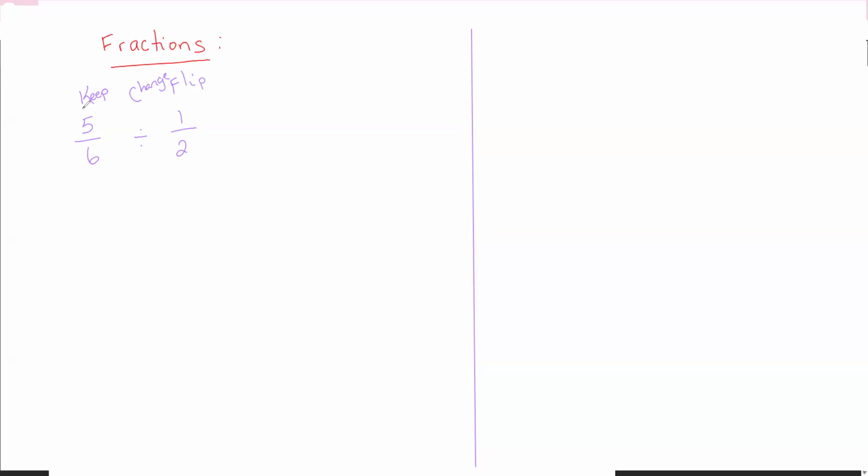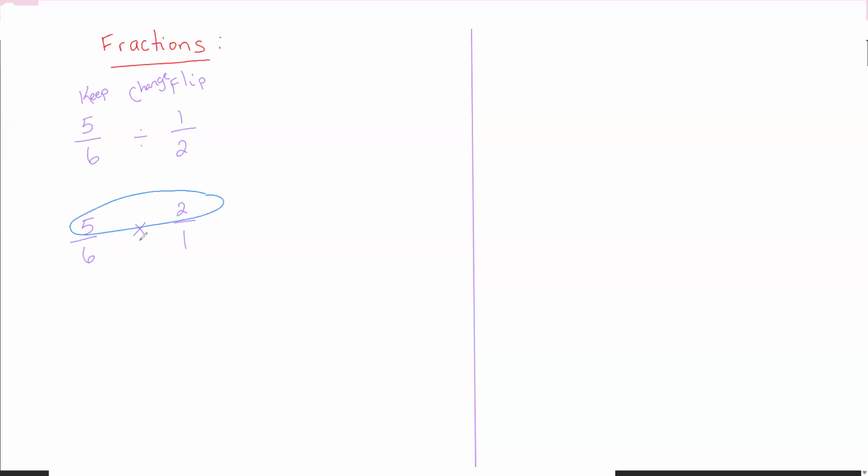So the K means to keep. You're keeping the first fraction as is. Change, you're going to change the sign from division to multiply. And then flip, you're going to flip the fraction after the sign. And then you do the same thing as before.